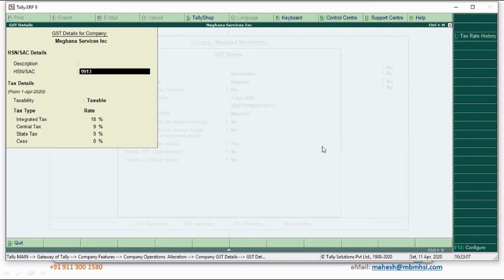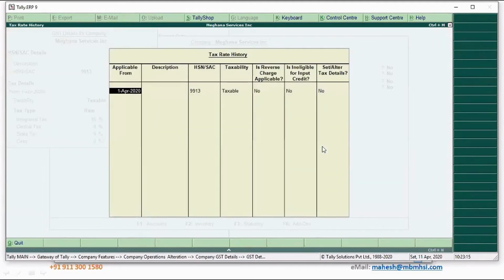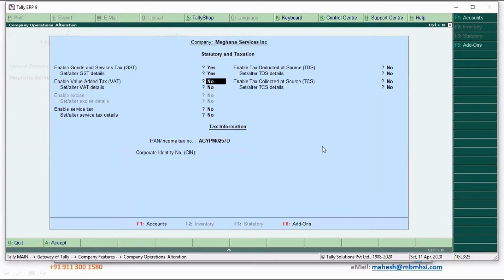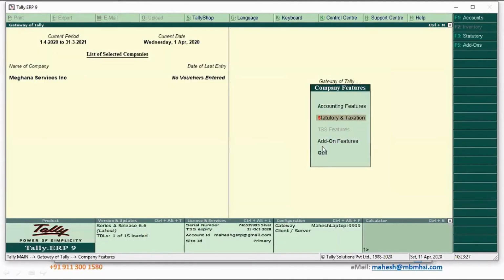So if you have this standard classification and you deal with only one service, if an organization deals with only one service with one SAC code, you could also set that up only at the company level itself. That could be done. I'm not setting that up, I'm just giving you the information that it is also possible. So I've just set up these details.